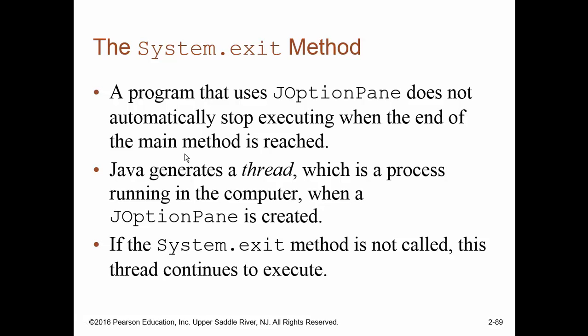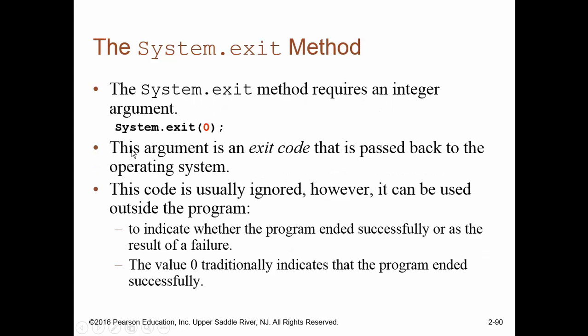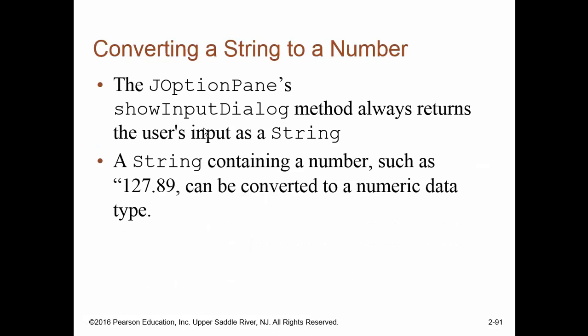All right. Finally, the System.exit method. What happens when you're working with these dialogs is the system doesn't know necessarily that the program is finished. So you'll put in System.exit at the end. And if you want to show that it ended normally, you'll say System.exit(0). 0 traditionally indicates successful program termination. All right.